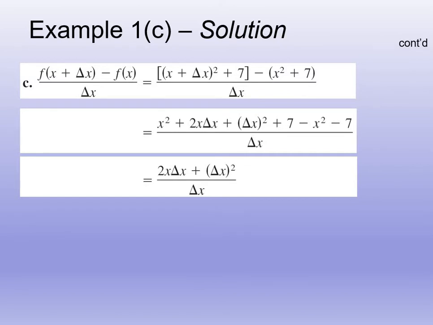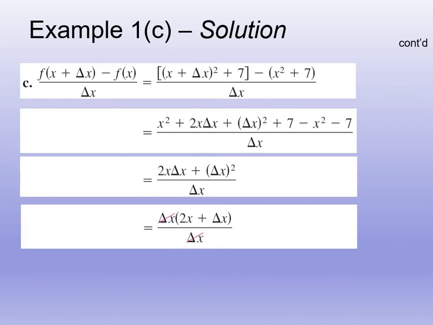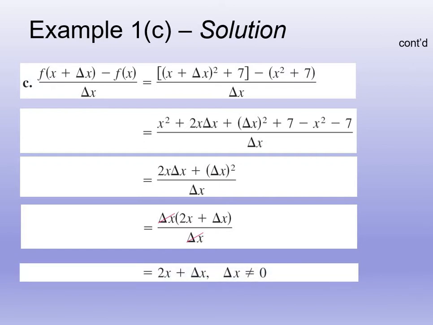Now we want to end this with no denominator. Notice that there's a delta x and a delta x squared in the numerator. So I can factor a delta x out of the numerator. When I factor a delta x out of the numerator, I'm left with 2x plus delta x, times the delta x that I factored out, divided by delta x. Notice the delta x that I factored out in the numerator cancels with the delta x in the denominator. So my final, simplified version is 2x plus delta x.